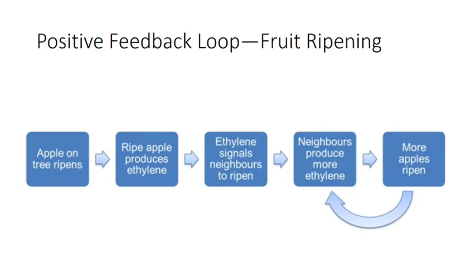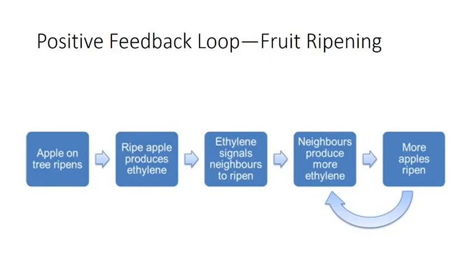Our final example of a positive feedback loop is fruit ripening. So let's say that an apple on a tree ripens. When that apple is in the process of ripening, it starts to give off a hormone called ethylene gas. Unlike animal hormones, which travel through the bloodstream, some plant hormones like ethylene gas can actually travel through the air.